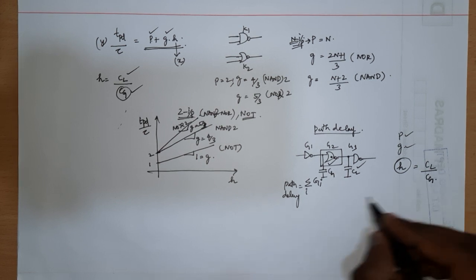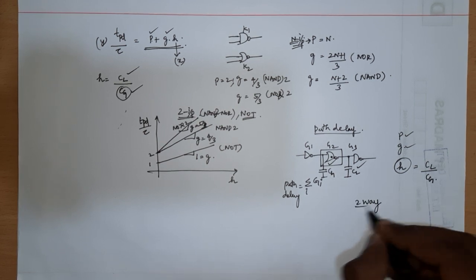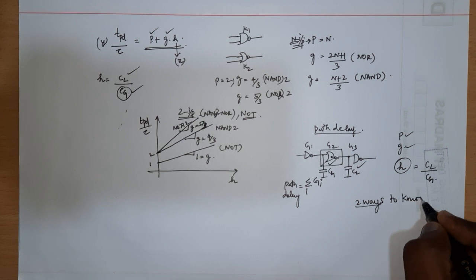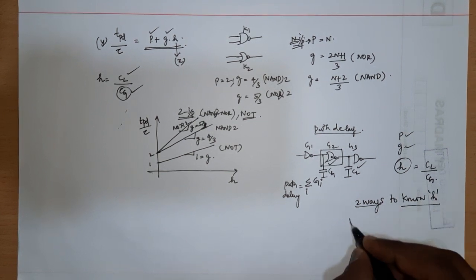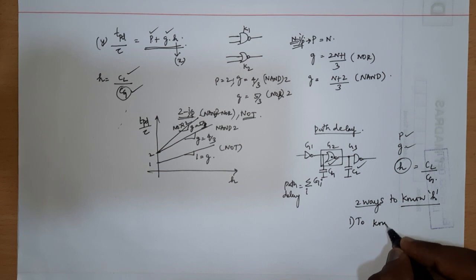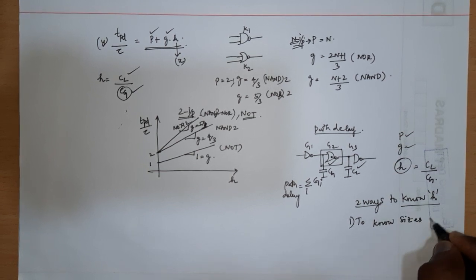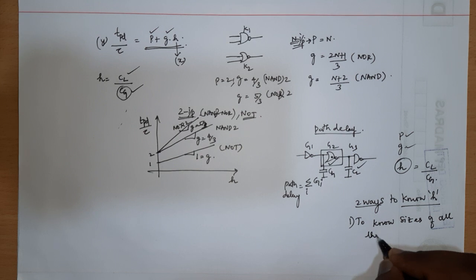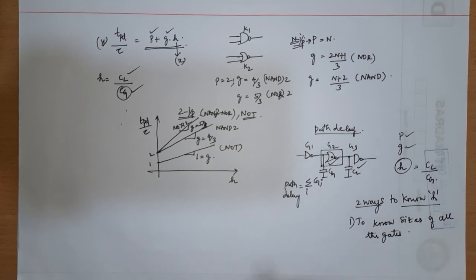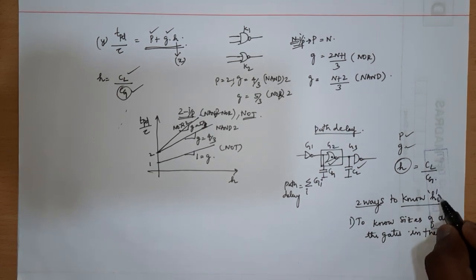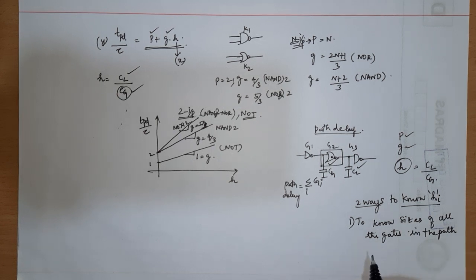So there are two ways to know H, okay. One is to know the sizes of all the gates in the path, okay. If you want to know H of a gate, you should know the size of the present gate and the next gate it drives, which is the load for it.